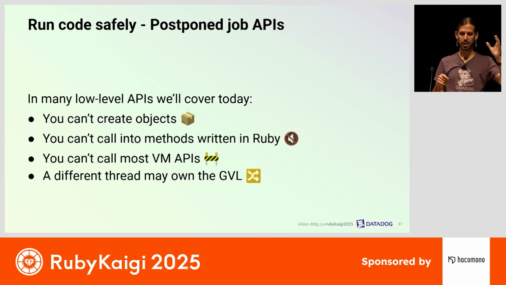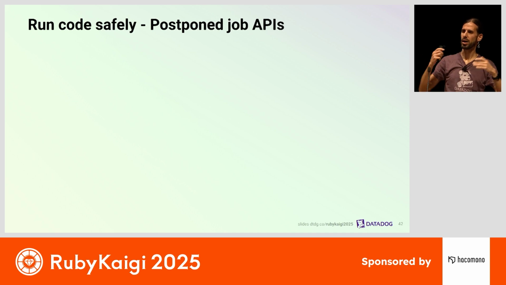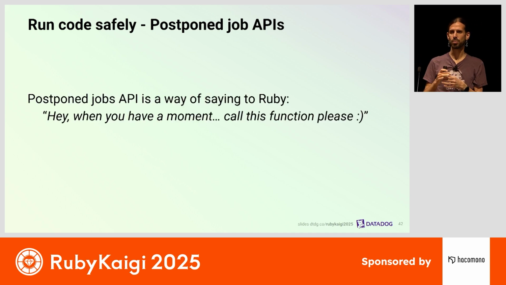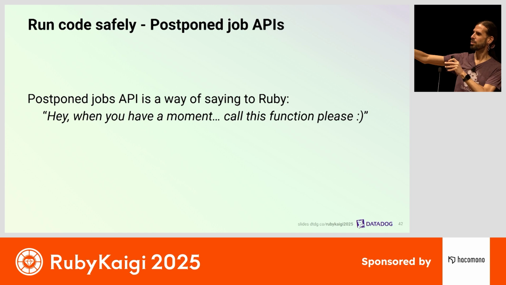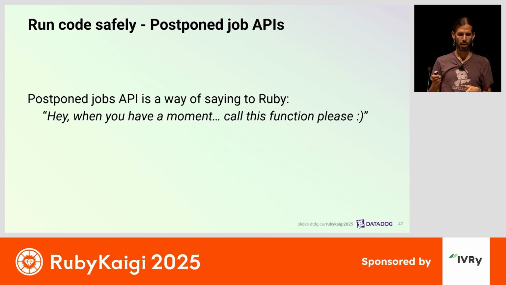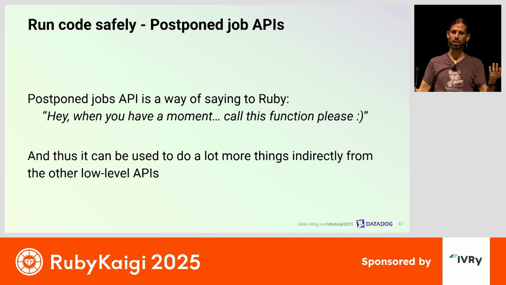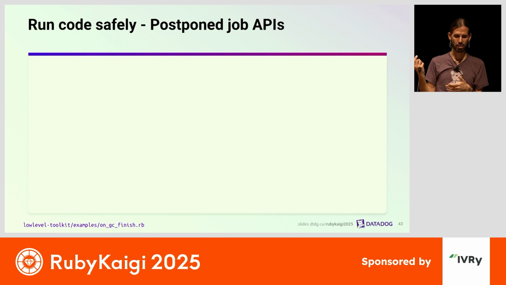So the idea of the postponed job APIs is to create a bridge between those APIs and doing some of the things that you couldn't. It's a way of saying to Ruby, hey, Ruby, when you have a moment, can you call this? I know that now you might be busy, but when you are a bit chill, call this. And so it's a way of doing a lot more things from the low-level APIs that you wouldn't otherwise be able to do. And well, let me give you an example.